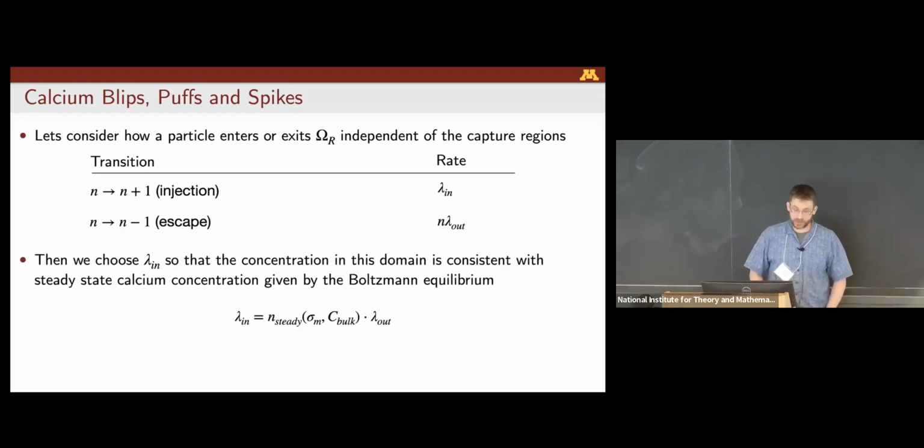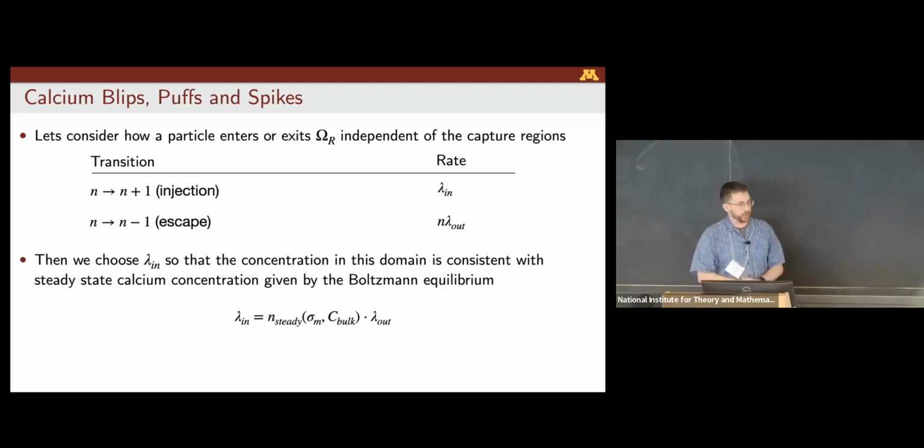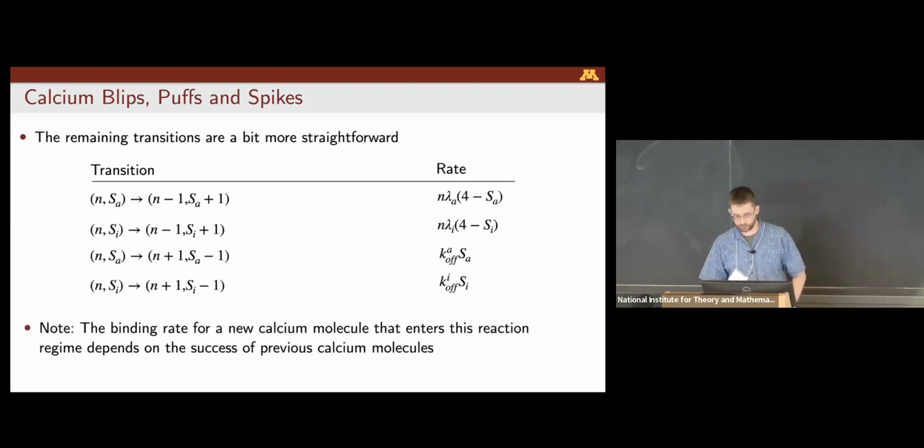Once we have lambda out, I then pick lambda in so that it matches what I know to be the steady state concentration, which I'm calling N steady. This is going to be given by this Boltzmann equilibrium, which again accounts for this electrical field. What else can happen in this reaction region? Well, they can bind to either the activating site or the inactivating site. And that rate depends on how many sites are currently occupied. So I have to update that depending on whether there are already 2 activated sites, right? I have to update this lambda A to account for that.